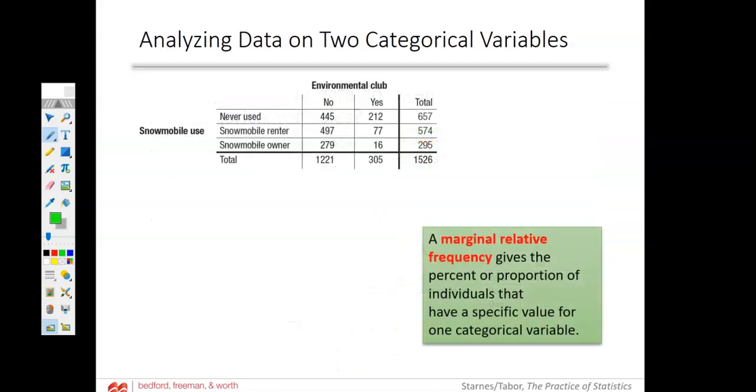So let's use this table. I would write this down in your notes and try this with me. So let's find marginal relative frequency. We know that relative frequency means a percent. Frequency is just a count. Marginal, we're talking about the margins here.